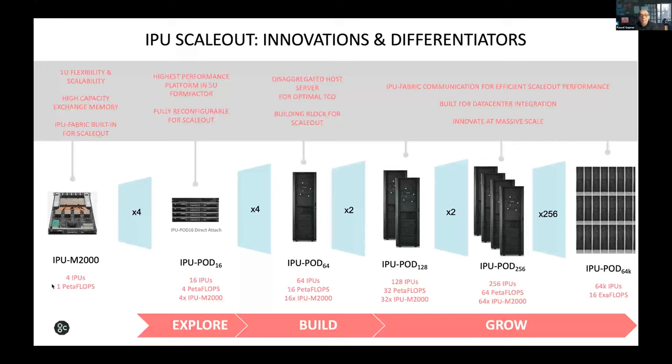So the next step is, of course, the IPU pod 128. When you have something like 32 petaflops of AI computing, you have 32 of these IPU M2000 machines. And today we are supporting IPU pod 128 and of course the IPU pod 256, which is basically 64 of our IPU M2000s working as one logical domain, where you can scale this architecture according to your needs.